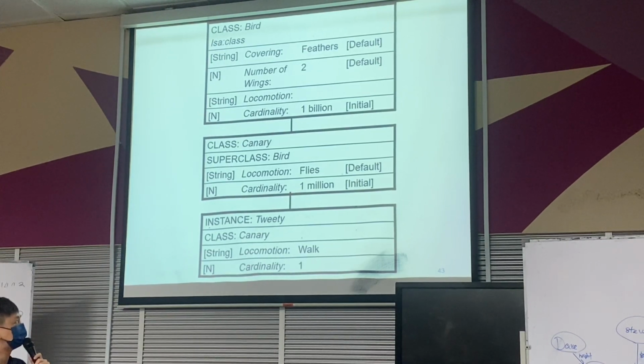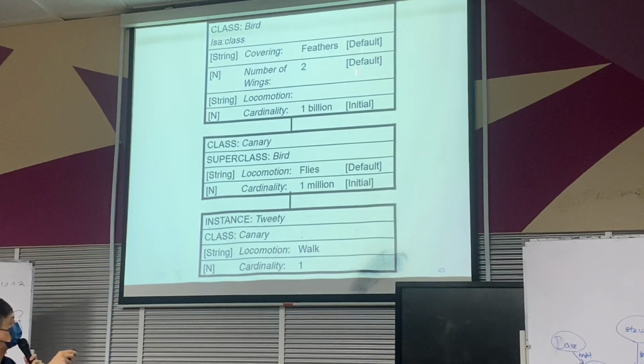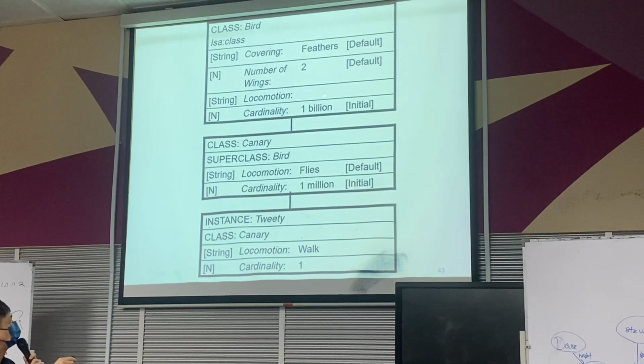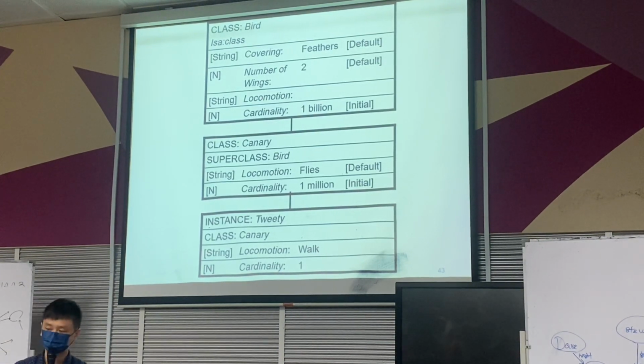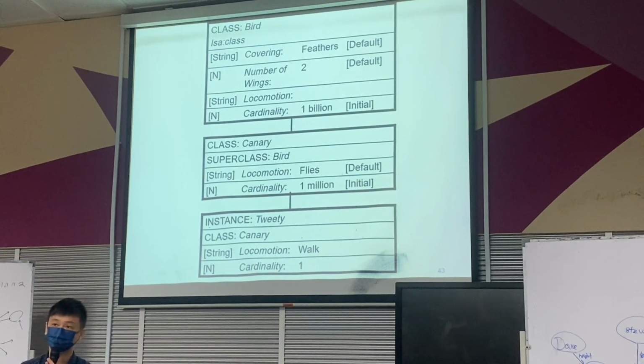The second piece of information that you can put inside a frame is called a facet. A facet here is to add information. So what is the meaning of the 1 billion here? Default means that when this bird is born, we know that by default it has 2 wings. Initial means that at this moment you have 1 billion populations of the bird. Maybe after 10 years, it is reduced to maybe 1 million. So the value can be changed.